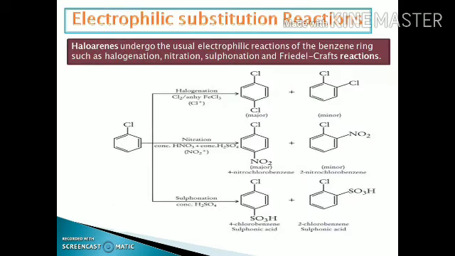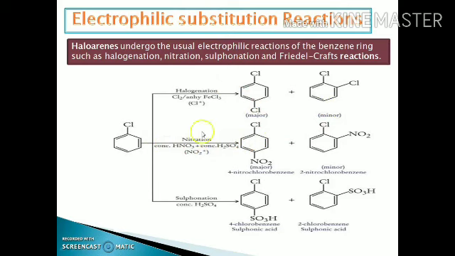Now the electrophilic substitution reactions of haloarenes. The haloarenes undergo electrophilic substitution reactions of the benzene ring, such as halogenation, nitration, sulfonation and Friedel-Crafts reactions. In an electrophilic substitution reaction, one electrophile can be substituted by another. Halogen is an ortho-para directing group, and further substitution occurs only at the ortho position and the para position.